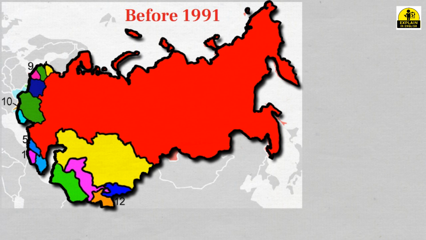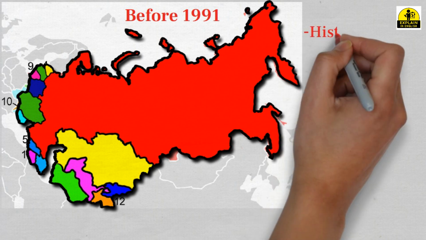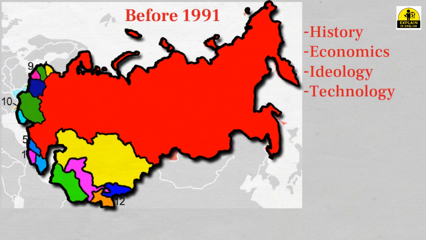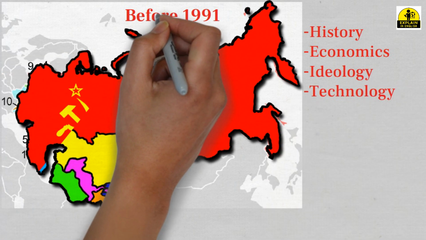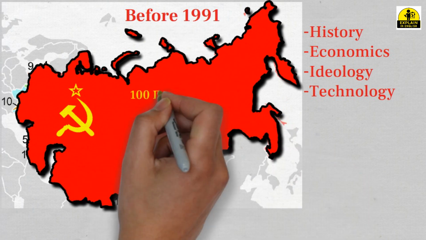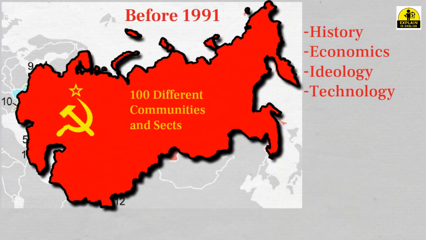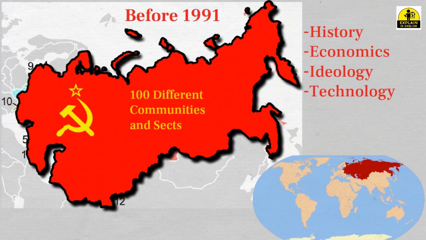So how did a nation that had the power to shape every aspect of the 20th century, be it history, economics, ideology, or technology, suddenly disintegrate? It was due to the fact that the USSR at the time was home to more than 100 different kinds of communities and sects. Here are some more facts you should know about the USSR.